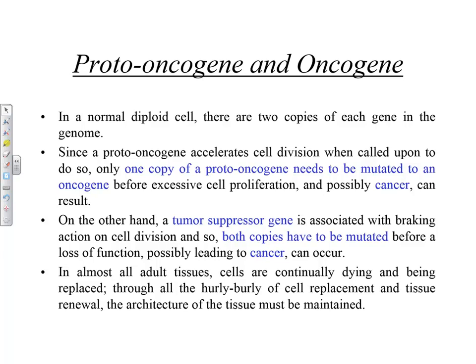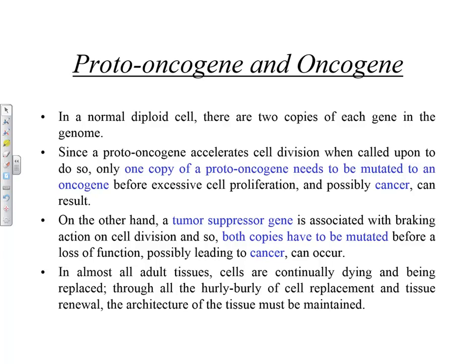So in a normal diploid cell, that means 2 copies of each gene or each chromosome, since a proto-oncogene accelerates cell division when called upon to do so, only 1 copy of a proto-oncogene needs to be mutated to an oncogene before excessive cell proliferation and possibly cancer can result. On the other hand, a tumor suppressor gene is like a brake on cell division. So both the brakes have to fail. So both copies have to be mutated before a loss of function, possibly leading to cancer, can occur. So if one parent gave you a defective P53, you probably still have some way to go, before the other one gets messed up.